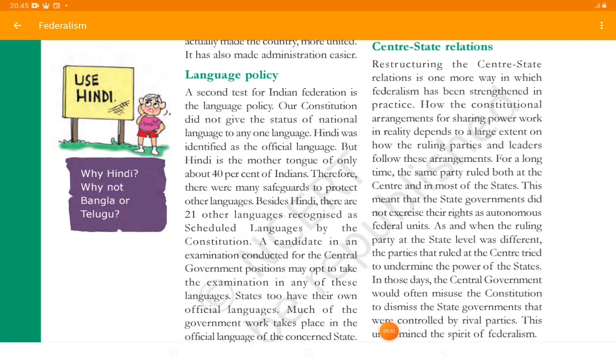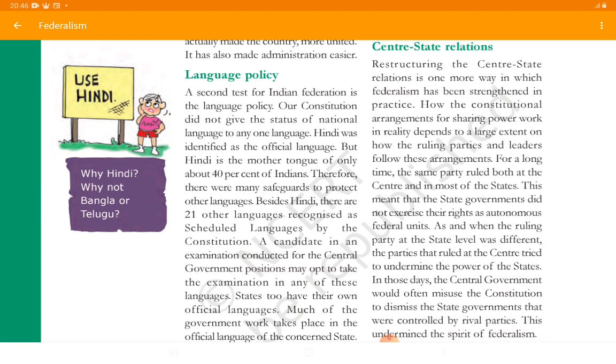The third federation test is center-state relations. Restructuring the center-state relation is one more way in which federalism has been strengthened in practice. How the constitutional arrangement for sharing power works in reality depends to a large extent on how the ruling parties and leaders follow these arrangements. This is an important task of ruling parties, children: they need to follow the laws given in the Constitution, and the way they follow the law will avoid disputes among the people.